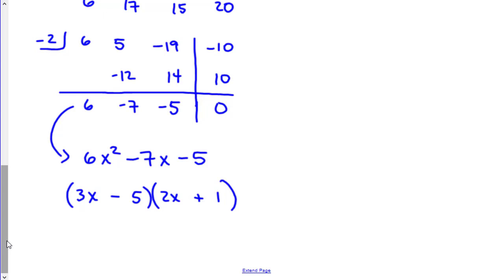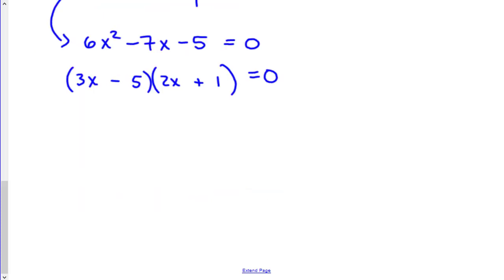Well, I've got the factors, but I haven't turned them into zeros yet. But I don't have to go through any more synthetic division. To get the zeros, I just need to set this thing equal to 0 and solve. Well, to solve this, I split it up: 3x minus 5 equals 0, 2x plus 1 equals 0, and just solve for x.